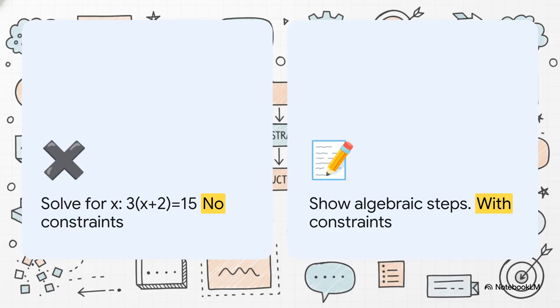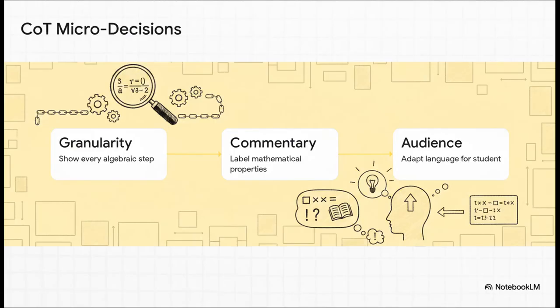But if we inject constraints, show every algebraic step, label properties, write for a first-time student, we completely transform the reasoning process itself, not just that final answer. We're asking it to show its internal homework. Let's look at exactly what those constraints governed in that math problem.